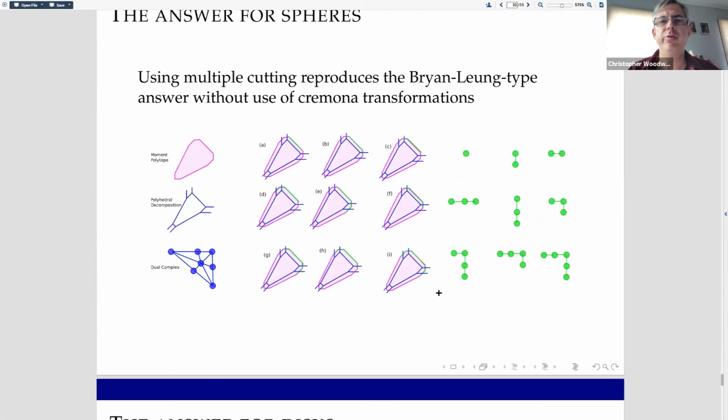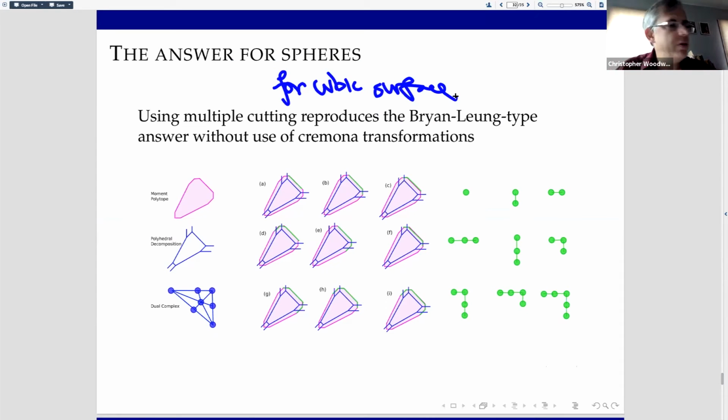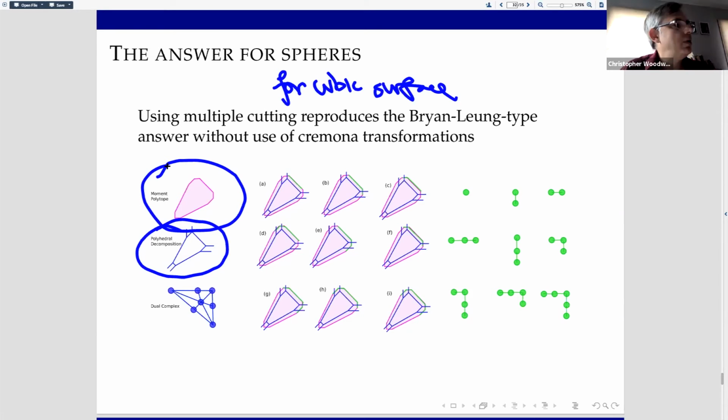Okay, so here's the multiple cutting for the cubic surface. Is it too small? This is the way that I'm cutting. I'm cutting by 1, 2, 3, 4, 5, 6, 7, 8, 9, 10, 11, 12. I'm using 12 edges to cut. This was my original moment polytope. And here you can see how many pieces I cut my original polytope into.